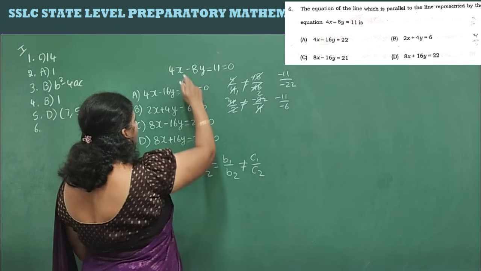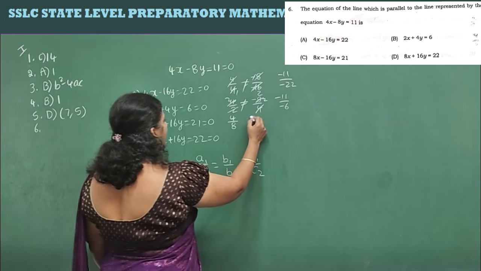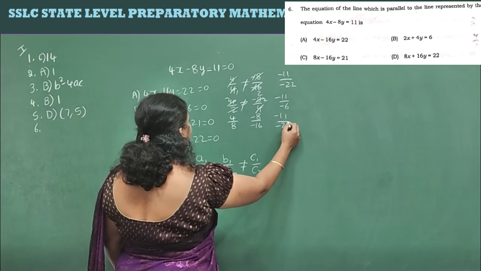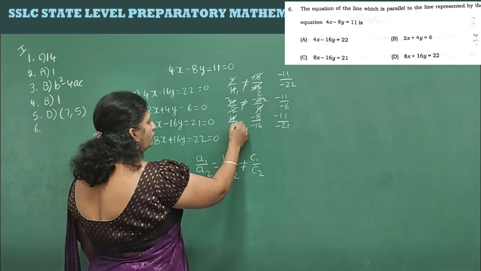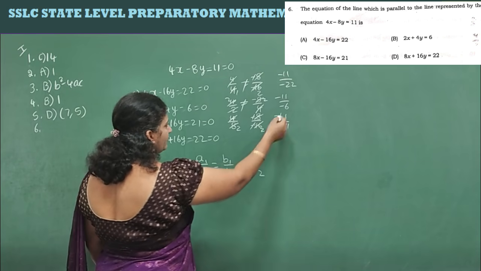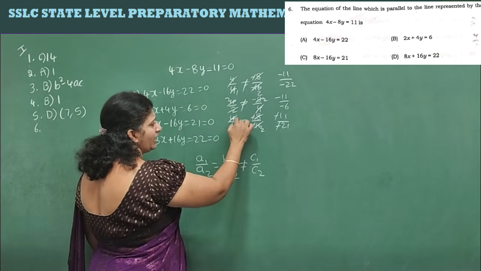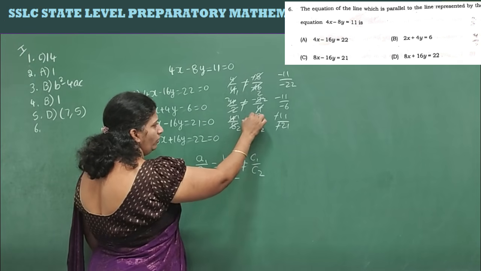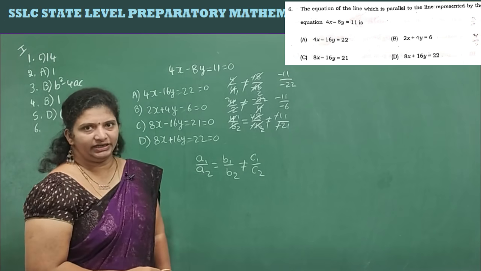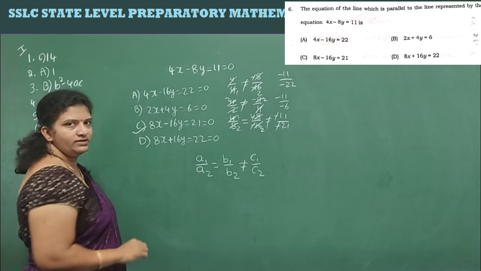Coming to the third option, 4 by 8, minus 8 by minus 16, minus 11 by minus 21. 4 twos are 8, 2 twos are 16, minus minus cancel, and here negatives cancel. Observe here A1 by A2. What you got? 1 by 2 is equal to 1 by 2 is not equal to 11 by 21. So your correct answer is option C.